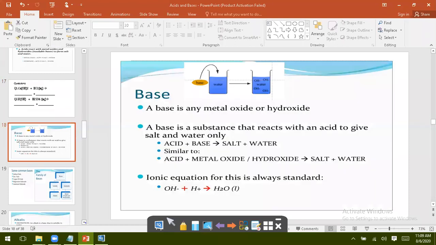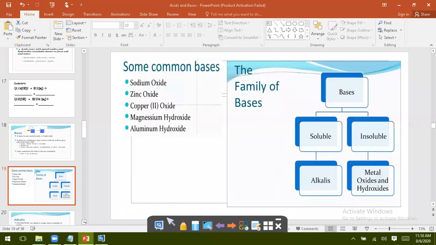Now look at bases. We don't have enough time. What is a base? Like acid, a base is any substance that when dissolved in water produces hydroxide ion or increases hydroxide ion concentration. Common examples of bases: sodium oxide, zinc oxide, copper oxide, magnesium hydroxide, aluminium hydroxide. So most oxides and hydroxides are bases.